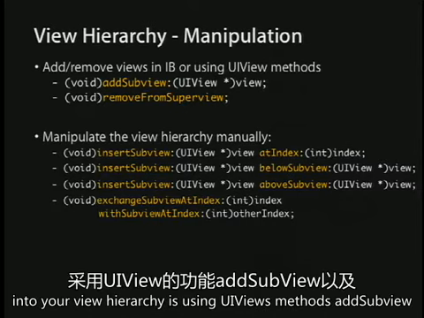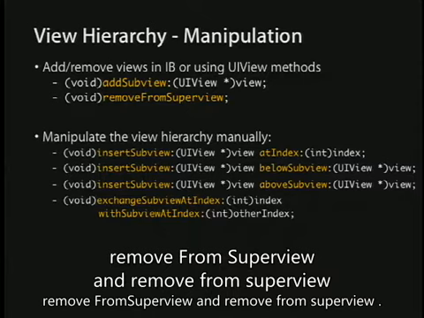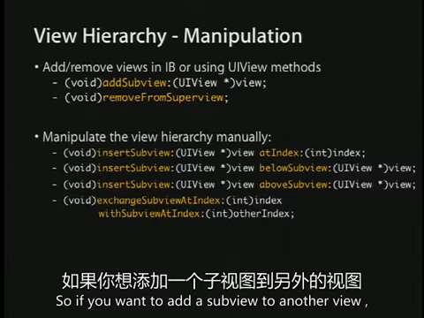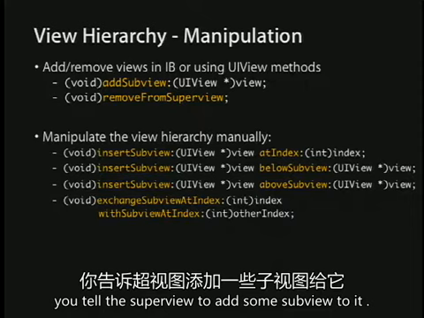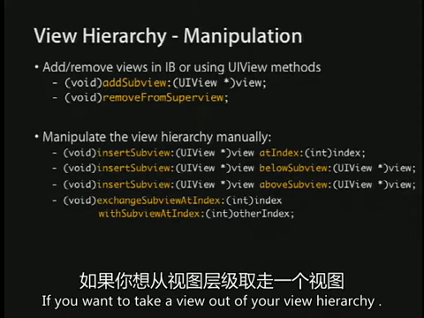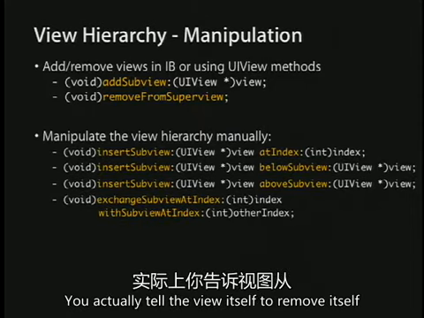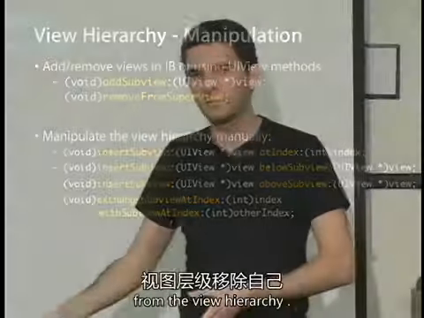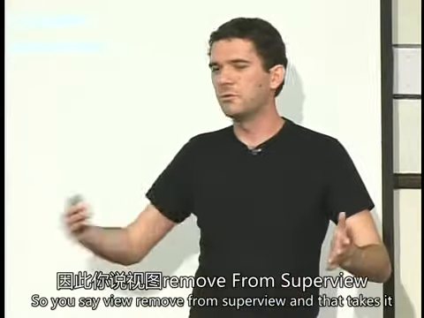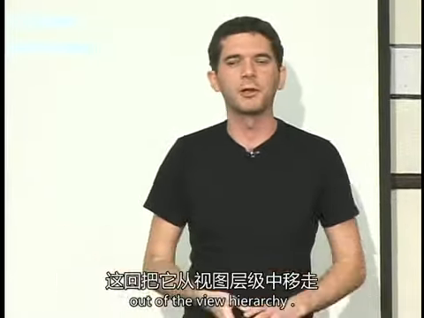And the way that you'll get those into your view hierarchy is using UIView's methods addSubview and removeFromSuperview. If you want to add a subview to another view, you tell the superview to add some subview to it. If you want to take a view out of your view hierarchy, you don't tell its superview to remove the subview. You actually tell the view itself to remove itself from the view hierarchy. So you say view removeFromSuperview, and that takes it out of the view hierarchy.